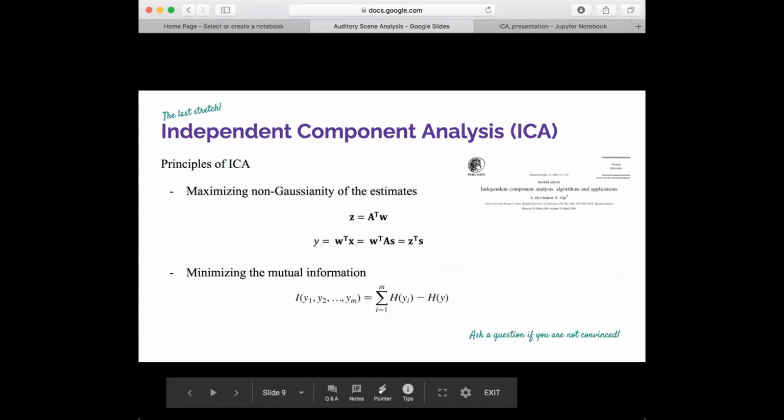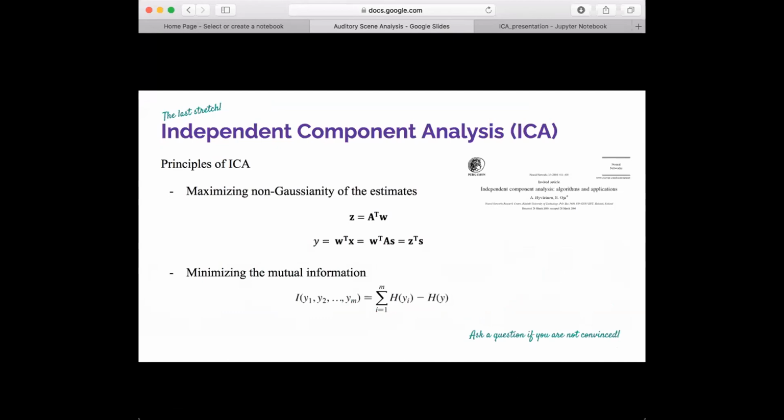To see how ICA is able to find these projections, we can look at the two main principles that it operates under: maximization of non-Gaussianity and minimization of mutual information. If we make a change of variables, we can express Y, which is here the estimate of one of the sources, as a linear combination of all of the sources that we have in this data set.